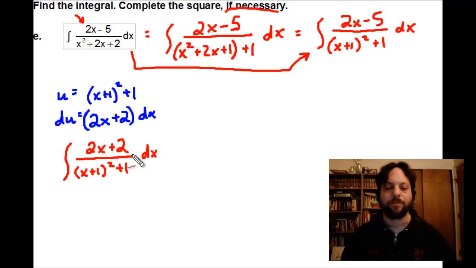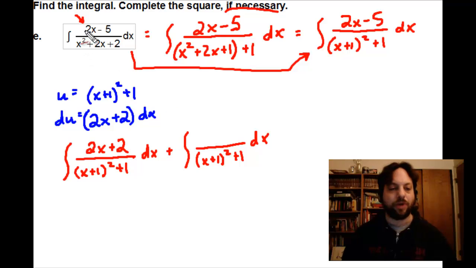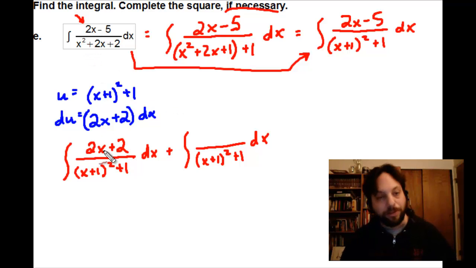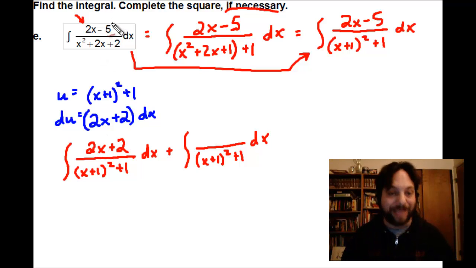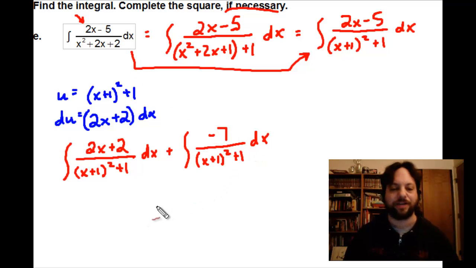So, there we go. What kind of integral do I need to add in order to restore myself back to the original problem? Of course, my denominator will still be the same, no change there. But my original problem was 2x minus 5. Here I've pulled out 2x plus 2. What do I need to add to 2x plus 2 to turn it back into 2x minus 5? And that, of course, is just negative 7.